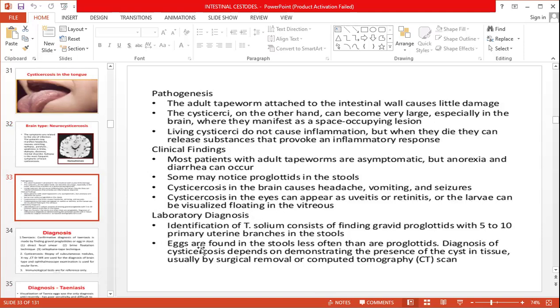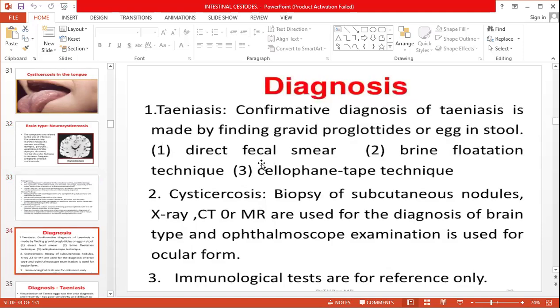In laboratory diagnosis, identification of Taenia solium is made by finding gravid proglottids with 5 to 10 primary uterine branches. Eggs are found in the stool, less often than proglottids. A CT scan can be done for diagnosis. The direct fecal smear is made, and the filtration technique and cellophane tape technique are done. In the case of cysticercosis, that is when the brain is involved, biopsy of subcutaneous nodules, X-ray, CT scan, and MRI are done for diagnosis.